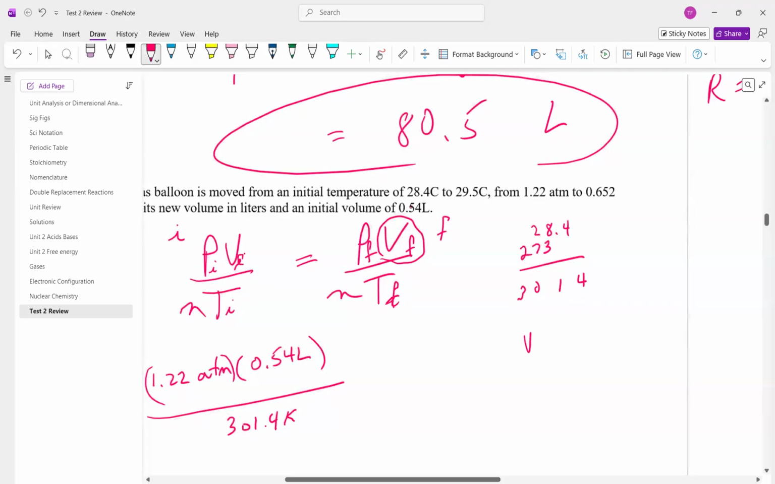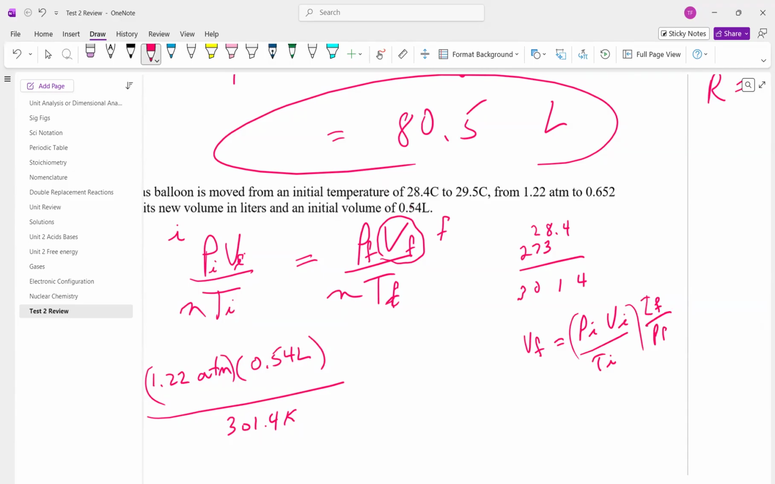If we solve for V sub F, we're going to get Pi Vi Ti times the inverse of this, which is T sub F over P sub F. So this is the first term here. Now we need the temperature, just 29.5.